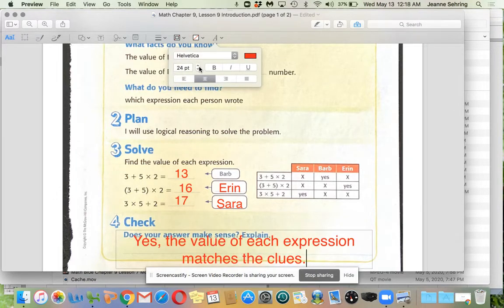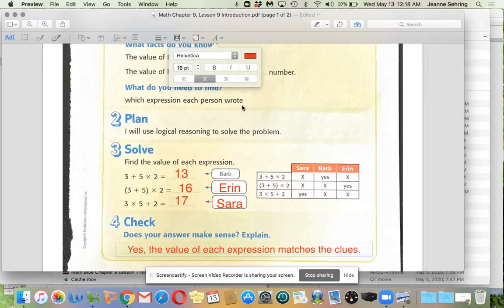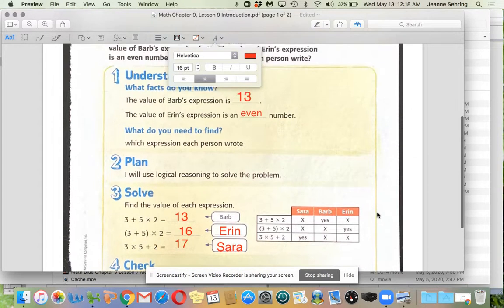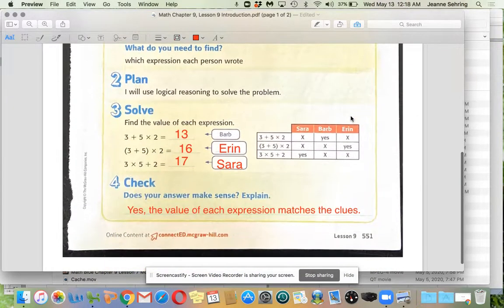You guys should be writing this. Ooh, I'm getting bigger instead of smaller. You guys should be writing this all along with me, okay? Copying it in your workbook page.